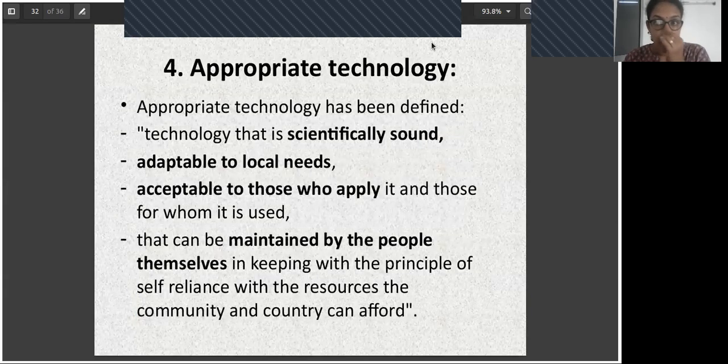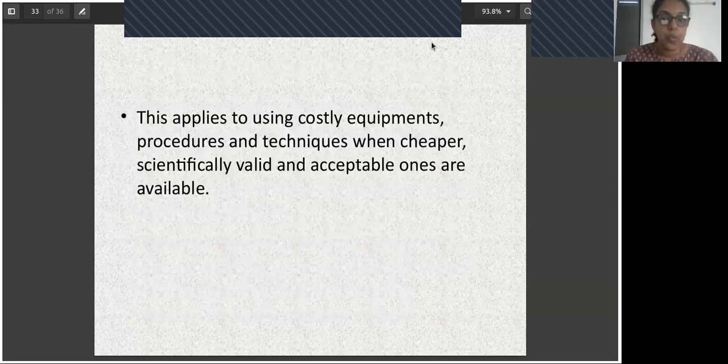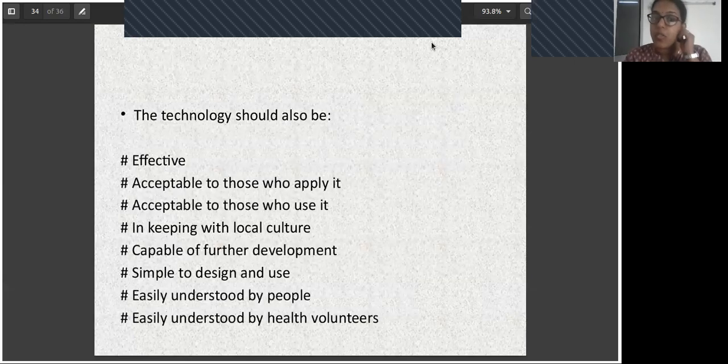Then the fourth important principle of primary healthcare is appropriate technology. So appropriate technology is defined as a technology that is scientifically sound. It should be adaptable to local needs, acceptable to those who apply it, and it can be maintained by the people themselves. So these are the four important points for a scientifically sound technology. This applies to using costly equipment, procedures, techniques when cheaper, scientifically valid and acceptable ones are available. So that means the technology should also be effective.